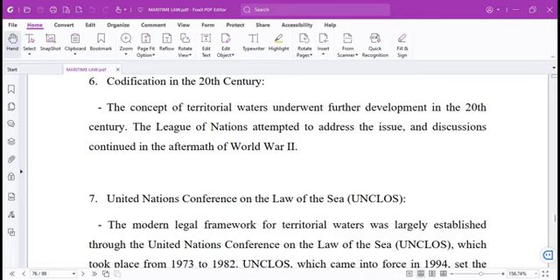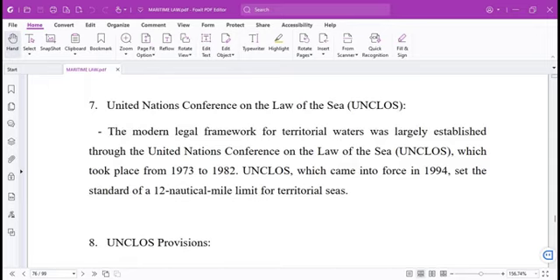United Nations Conference on the Law of the Sea, UNCLOS. The modern legal framework for territorial waters is largely established through the United Nations Conference on the Law of the Sea, which took place from 1973 to 1982. UNCLOS, which came into force in 1994, set the standard of a 12 nautical mile limit for territorial seas.